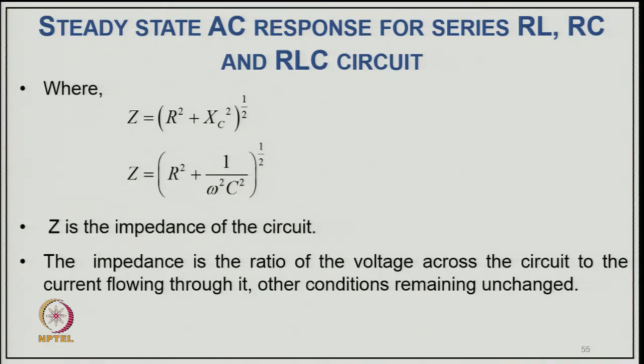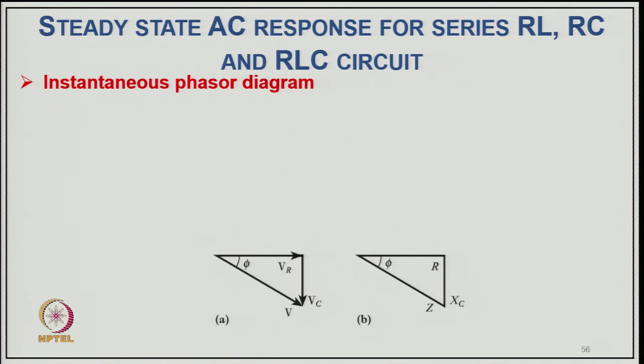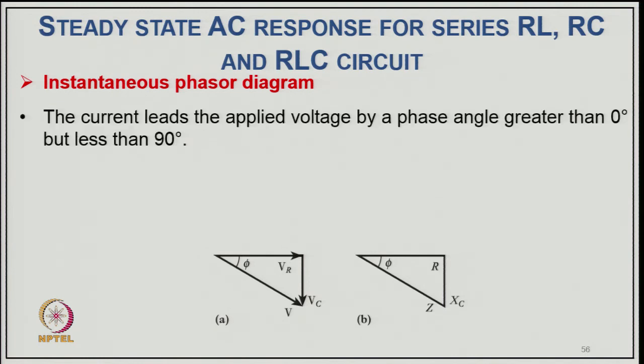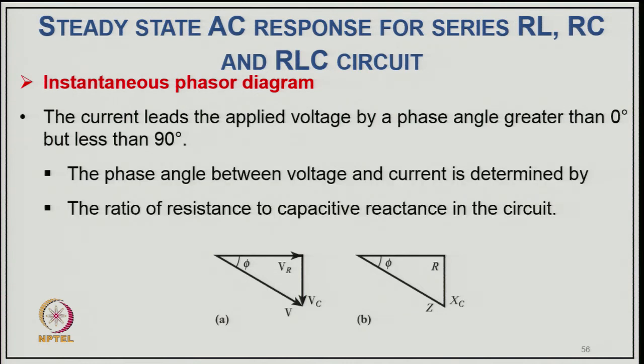Here we can say Z equals (R square plus X_C square) to the power 1 by 2, or Z equals (R square plus 1 upon omega square C square) to the power 1 by 2. So, Z is the impedance of the network, and the impedance is the ratio of voltage across the circuit to the current flowing through it, other conditions remaining unchanged. Now coming to the instantaneous phasor diagram, the current leads the applied voltage by a phase angle greater than 0 but less than 90 degrees, and the phase angle difference between voltage and current is determined by the ratio of the resistance to the capacitive reactance in the circuit.